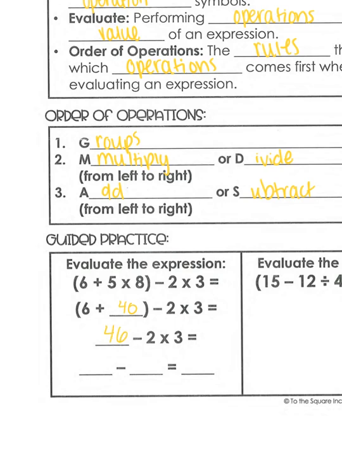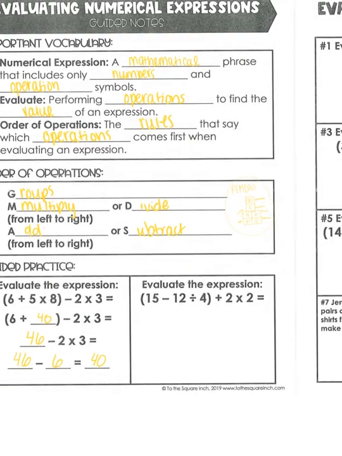Now I have 46 minus 2 times 3. So remember, addition and subtraction are the last thing that we do, so that multiplication comes first. So I actually have 46 minus 2 times 3 is 6, right? So then I just do 46 minus 6. My answer is 40. Okay, and let's do another one.